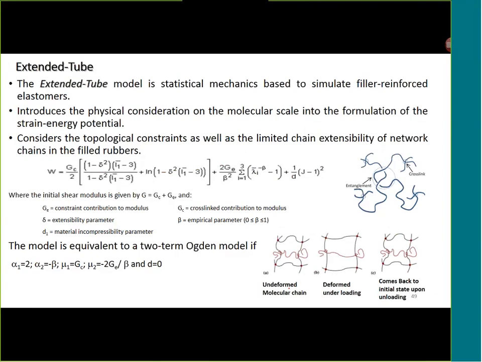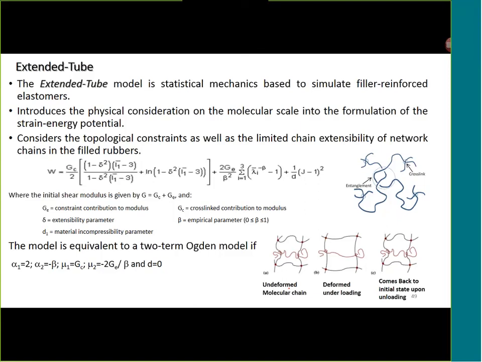Extended tube is another very interesting and very advanced hyperelastic material model, which is based on statistical mechanics. It is found to be very good for filler-reinforced elastomers. The filler can be carbon black or sulfur and so on. Many practical rubber components do contain some kind of filler reinforcement. So this is found to be very good for many practical rubber components.